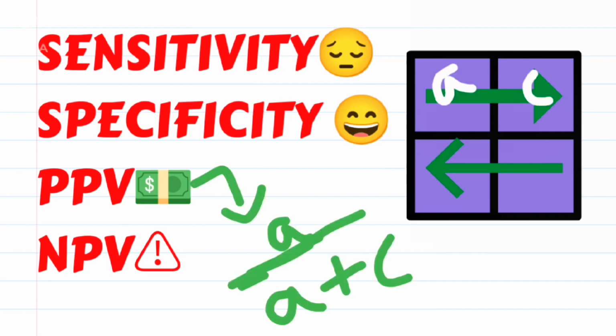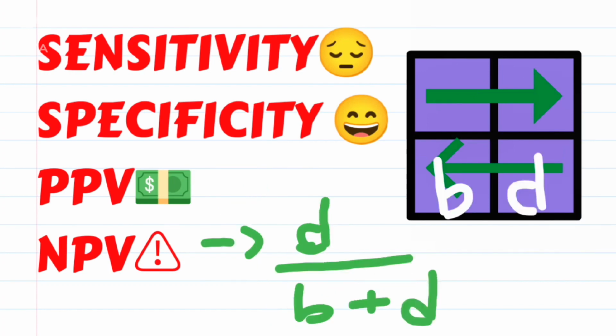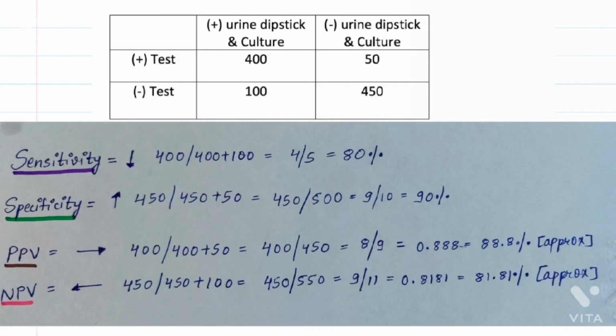So now let's make the formula of PPV. So PPV is showing arrow pointing in the forward direction. So A is dragging A with C in the forward direction. So the formula of PPV will be A upon A plus C. And same we can use for NPV. So NPV is arrow pointing in the backward direction. So D upon B plus D. Now, without watching those formulas, we can easily solve the PPV and NPV too.